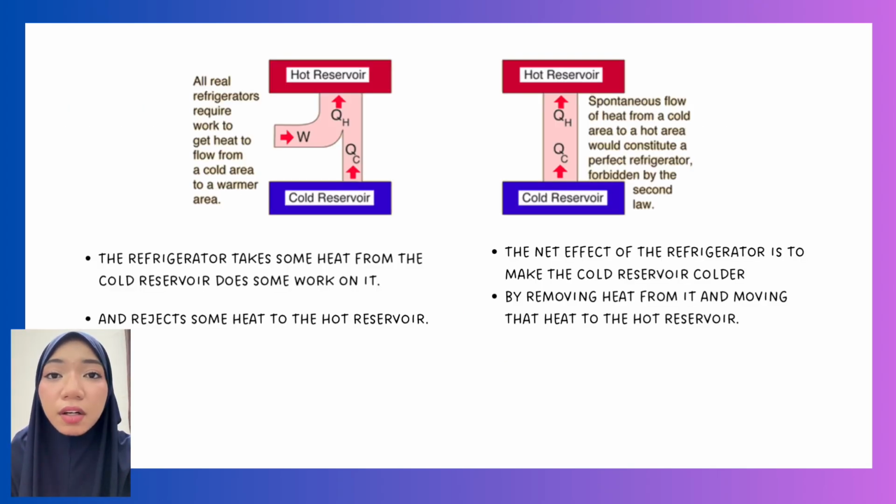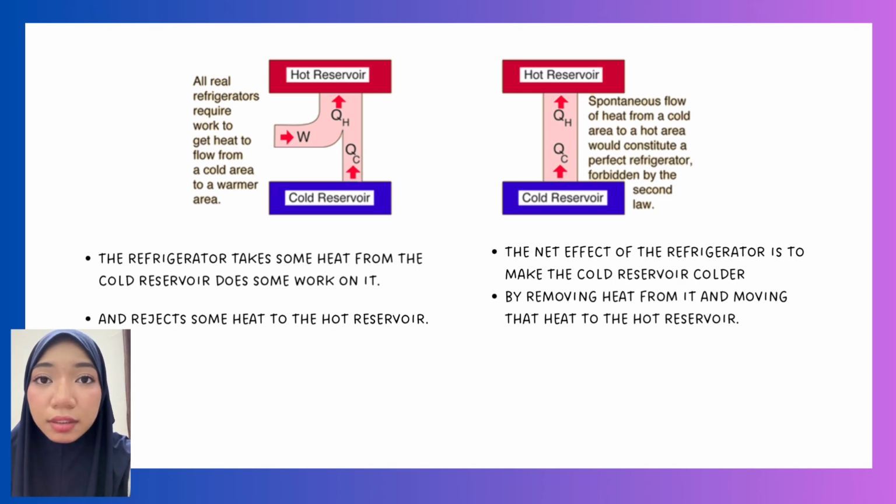For the picture on the left, it shows that the refrigerator takes some heat from the cold reservoir and does some work on it, and then it rejects some heat to the hot reservoir. For the right picture, the net effect of the refrigerator is to make the cold reservoir colder, by removing the heat from it and moving the heat to the hot reservoir.